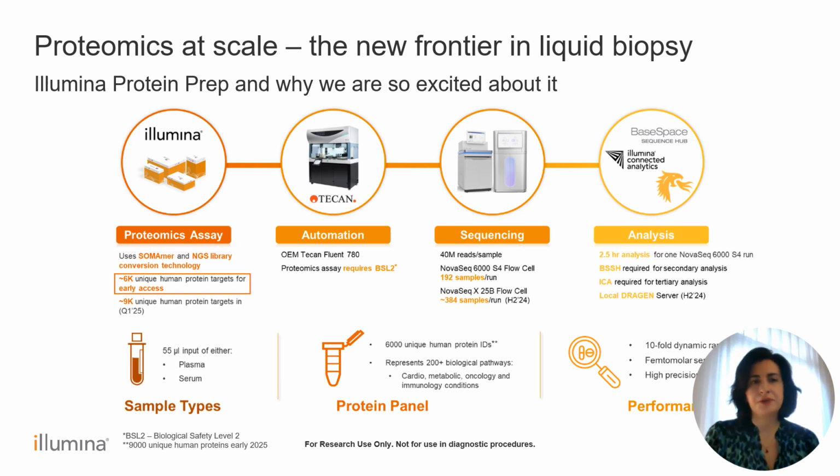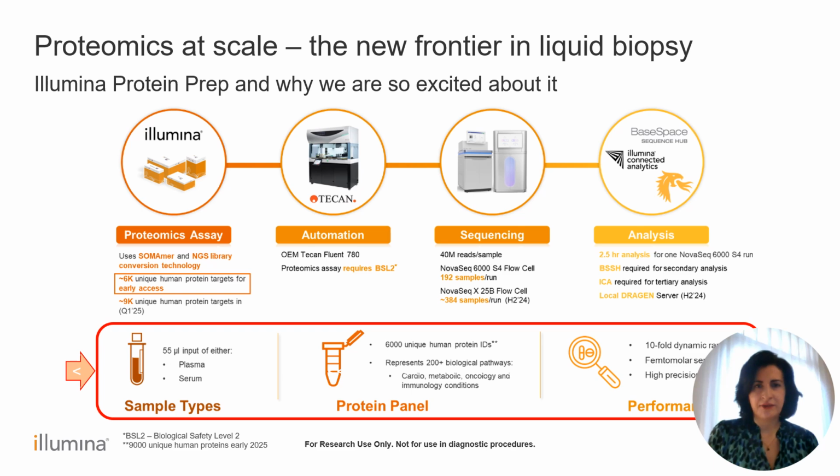So let me introduce Illumina Protein Prep. I appreciate, again, this is a very busy slide, so please let's focus first on what I'm highlighting on the bottom of the slide. You need 55 microliters of either serum or blood for this analysis. And we all working in the liquid biopsy space know that 55 microliters of serum or plasma is definitely doable. Sometimes we need a few blood tubes from our patients for liquid biopsy tests.